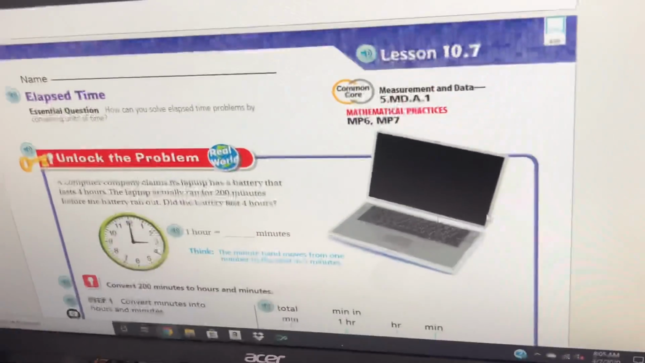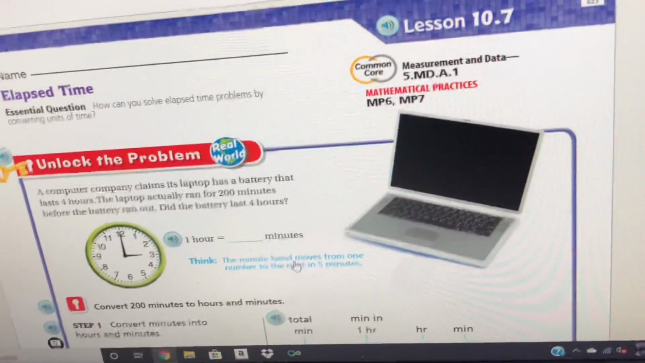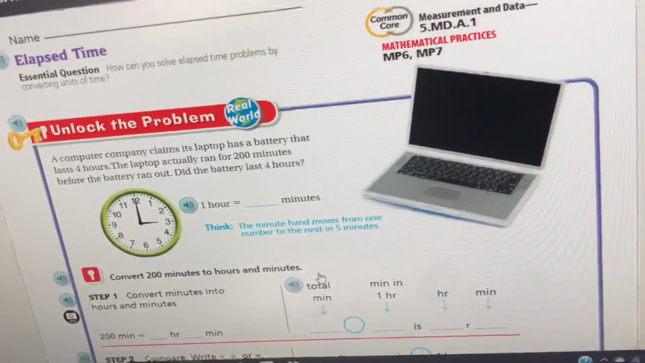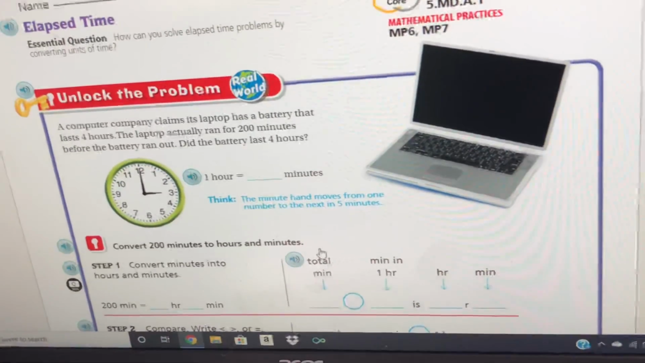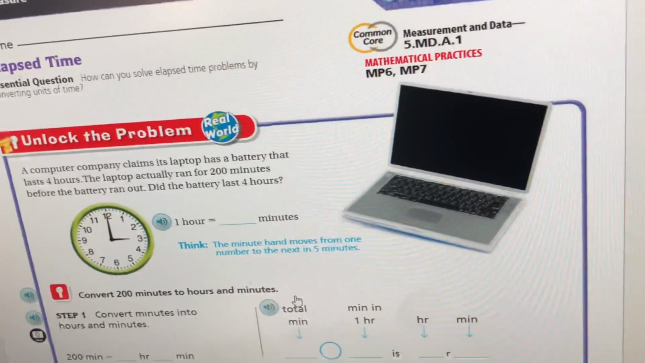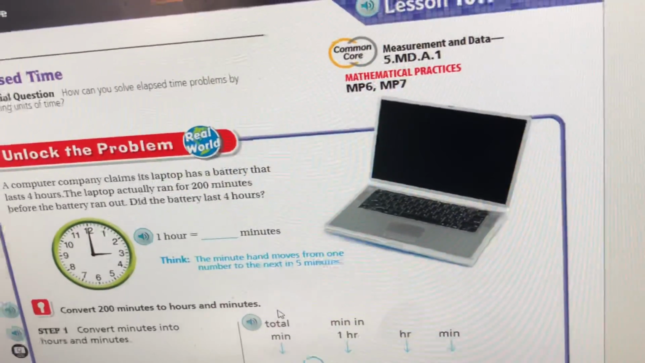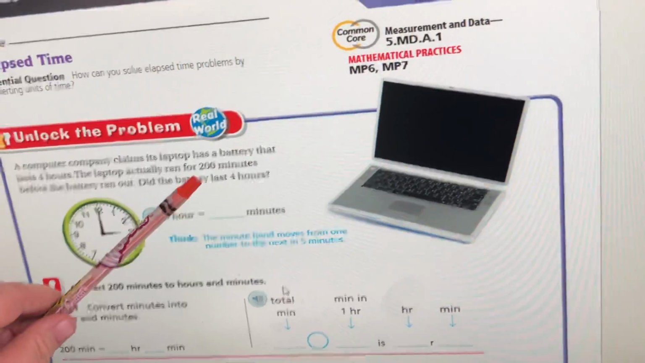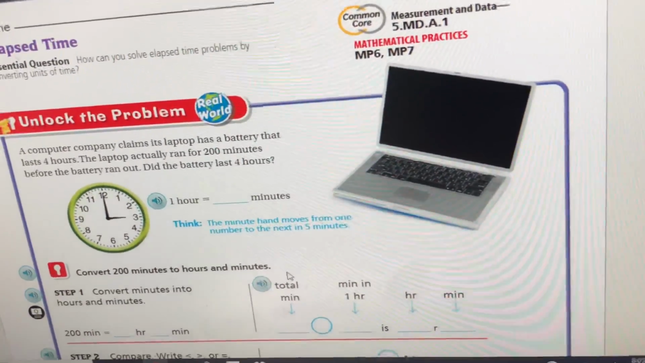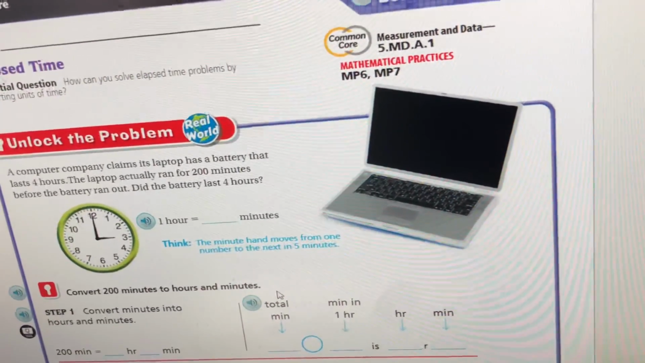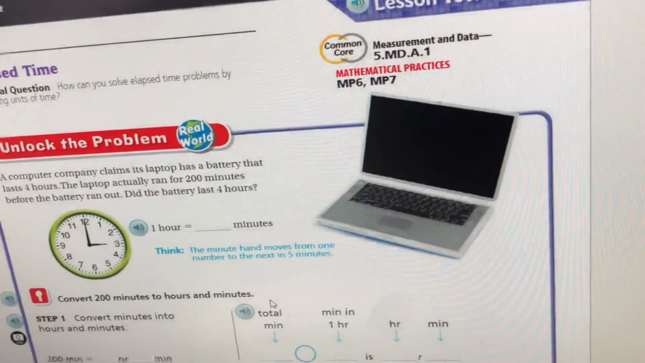Going back to the problems in Go Math. A computer company claims its laptop has a battery that lasts 4 hours. The laptop actually ran for 200 minutes. You should be sensing a problem right here. Did the battery last 4 hours? 4 hours compared to 200 minutes. Okay, we can't really compare hours to minutes directly. We need to convert and use the same measurement.